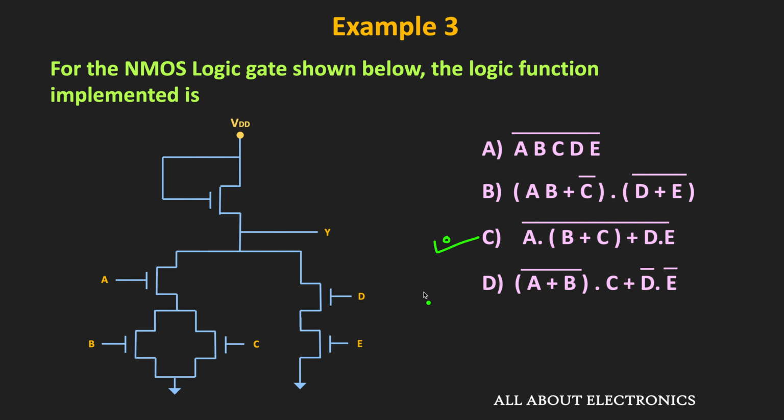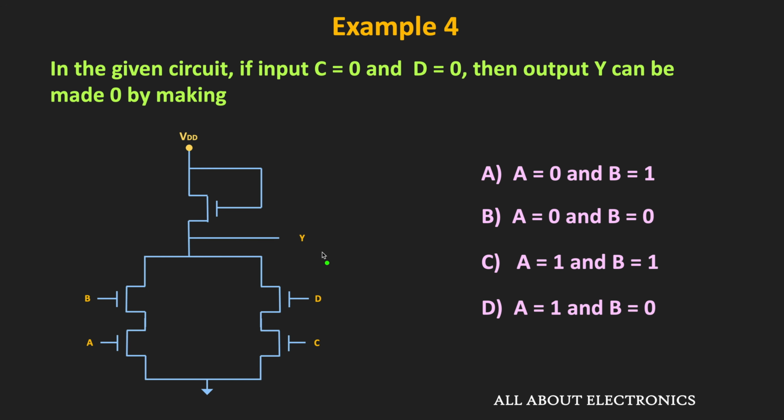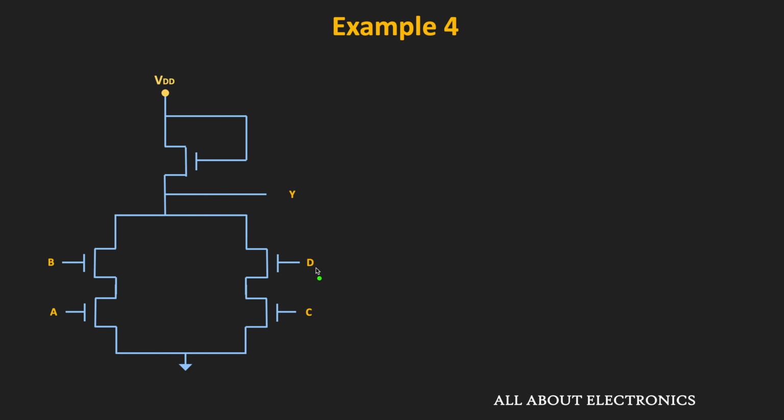So similarly, now let us move to the next example. In this example also, we have been given this NMOS network, but here we have been given that inputs C and D for the given circuit are equal to 0. So here, to get the output Y equal to 0, what should be the values of the A and B inputs? Once again, this is basically an NMOS logic gate, where the upper transistor will act as a pull-up network and this lower NMOS network will act as a pull-down network. Here both inputs C and D are equal to 0.